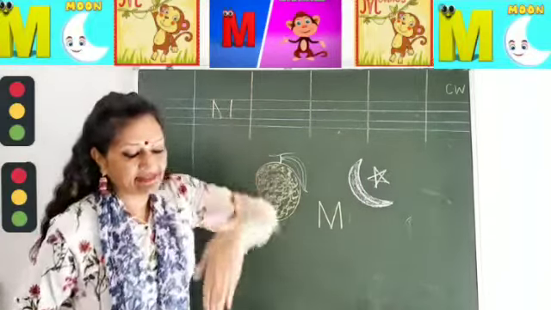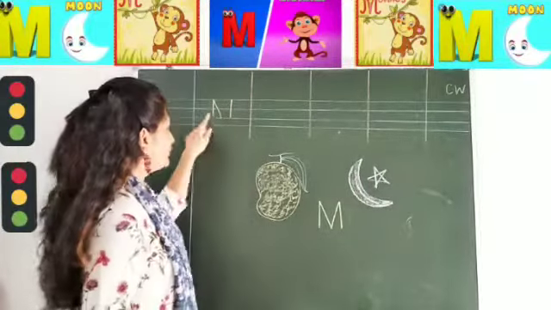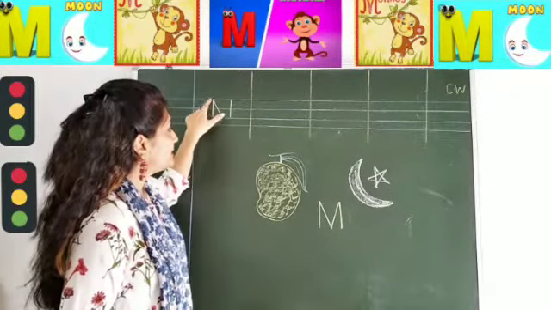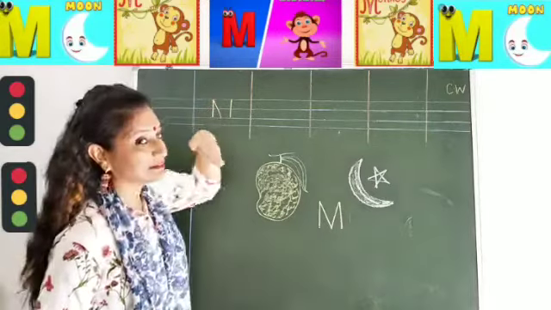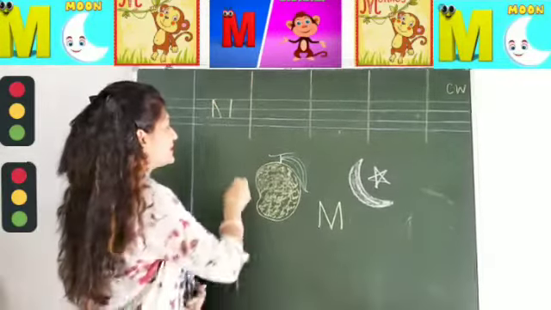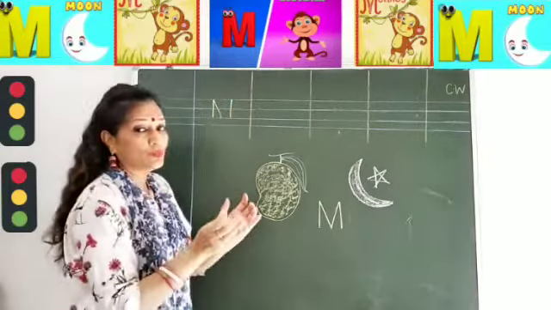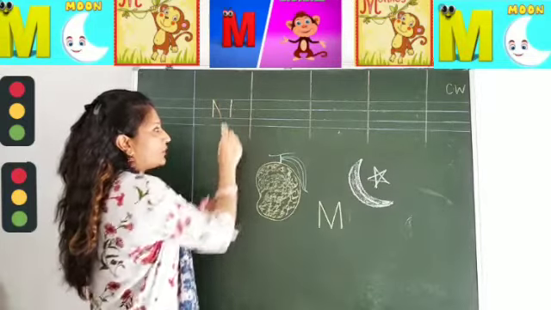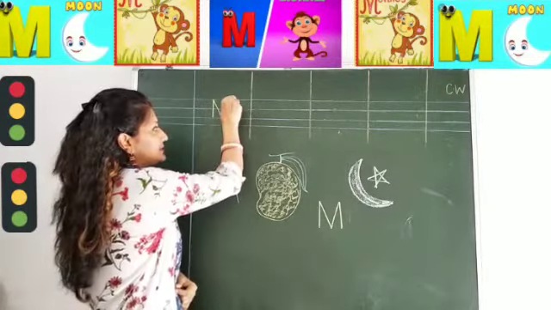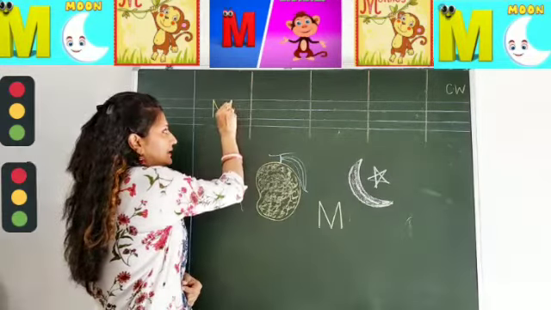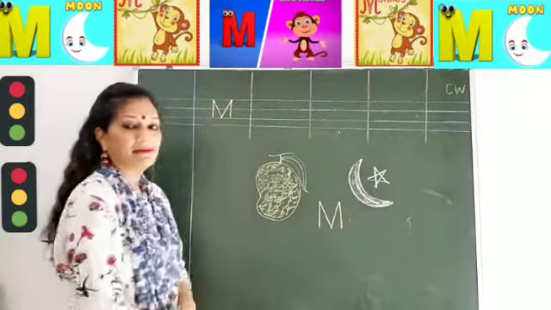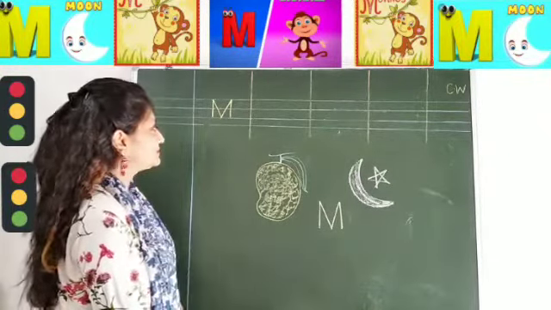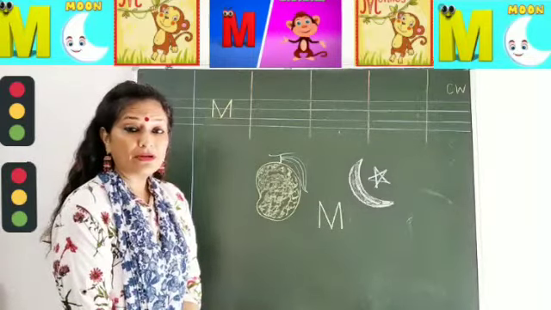Hum slide se niche aate na jhule se. You will make a slanting line like this, as if a monkey is sitting here and it is coming down on this slide. And then again you will put your pencil here on this standing line and come down and make a slanting line like this. Right? This is M. M for a monkey.